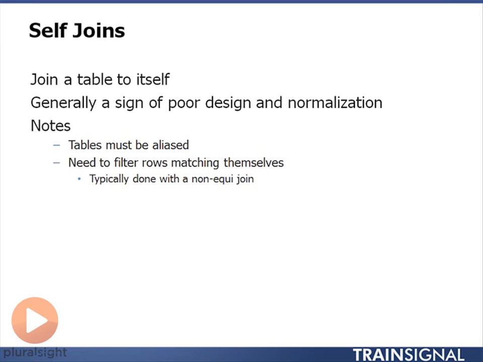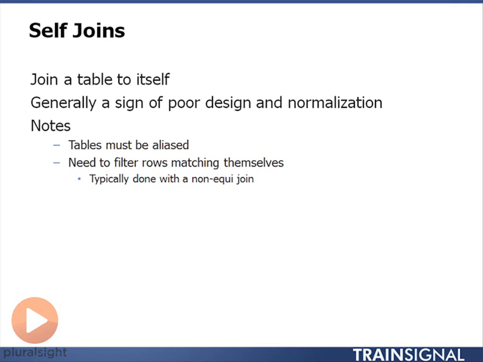The next type of join that we have is a self-join. And this is probably the second least common type of join that you're ever going to execute. A self-join is where you're joining a table onto itself. Now, generally speaking, but not always, this is going to be a sign of poor design. If you're trying to join a table into itself, more often than not, you really wanted to take that piece of data and split that off onto a separate table.